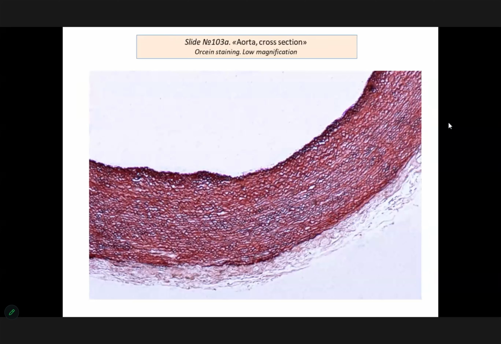In our class, we should look onto our histological preparations. This is our specimen, aorta in the cross-section stained with Orcine. We shall discuss this preparation in our class, but now I will show you the general structure. The intima, thin, media, thick, and adventitia.